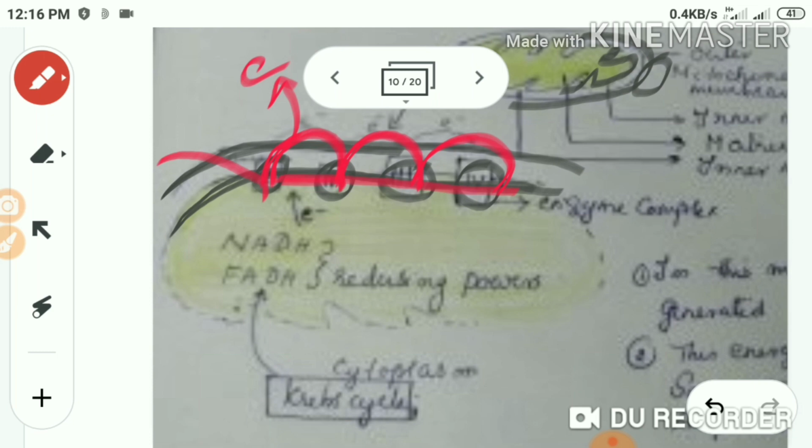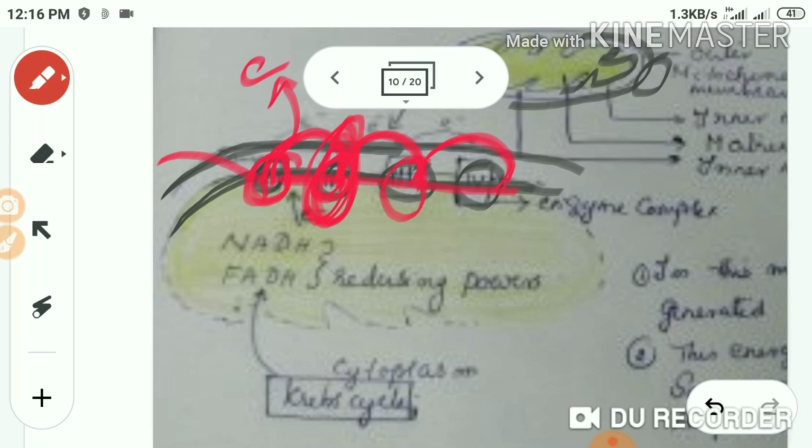Got it? And for that, a number of enzyme complexes are there. The first one is known as enzyme complex 1. The second is known as enzyme complex 2. Third, enzyme complex 3. In that way, using Roman numerals, they are named. And the second enzyme complex is known as succinyl dehydrogenase.